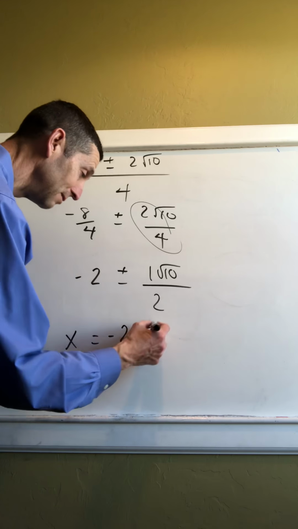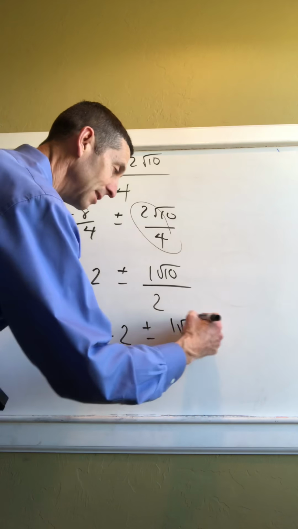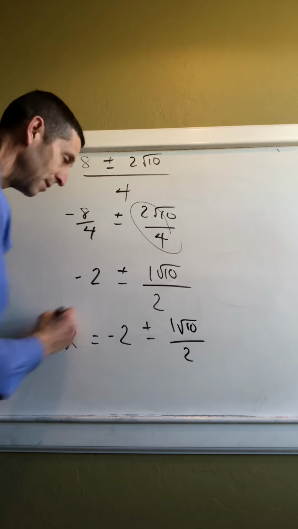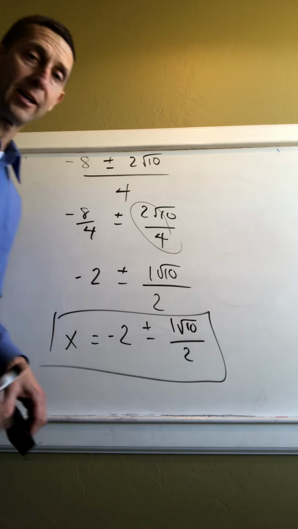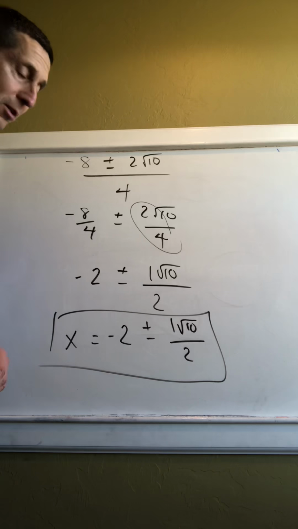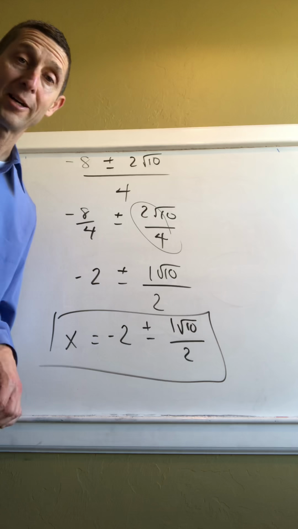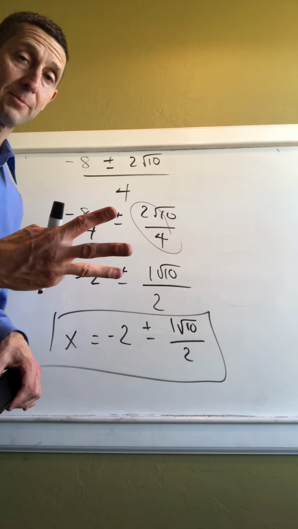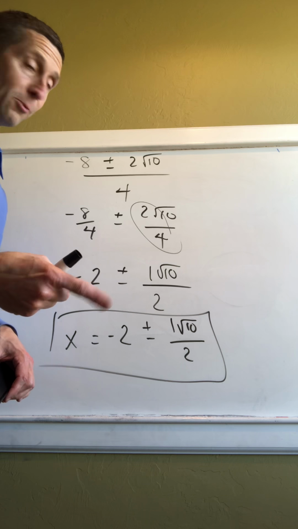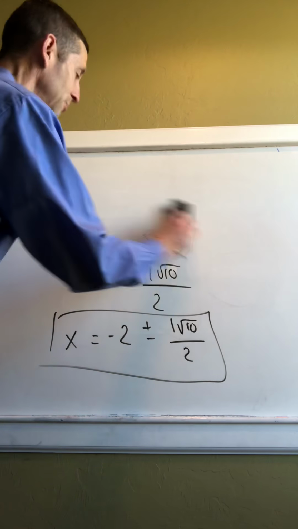X is equal to negative 2 plus or minus 1 square root of 10 over 2. And you can leave it just like that. You don't have to write it out twice. You can leave it plus or minus, and that'll be A-okay. All right, we're doing 3 examples. That's 2 down, 1 more to go. Let's roll the last one in there.